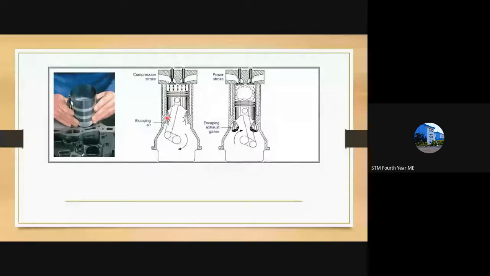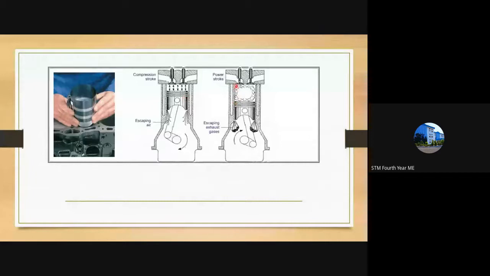Or even when the power stroke occurs, when a spark is given and the fuel and air explode inside, such high pressure also escapes below the piston into the crankcase. So we will not get all the power generated inside the combustion chamber. For this purpose, we provide a piston ring. So piston rings are used for the sealing action.